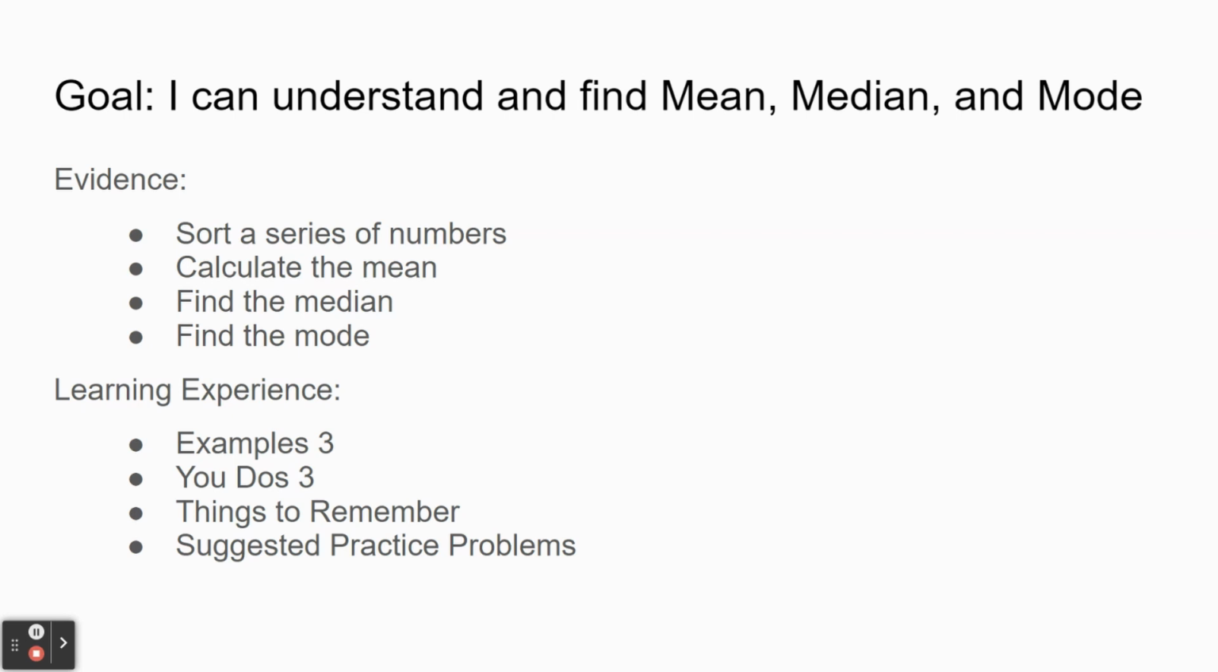Evidence-wise, we are going to sort a series of numbers. That's always going to be your first step. We'll talk about why when we actually get to the median and mode. But then we're going to calculate the mean. Then, as I said, find the median, find the mode. The hardest of the three is definitely the mean, because you actually have to do some math rather than just some thinking. So we'll do that first.